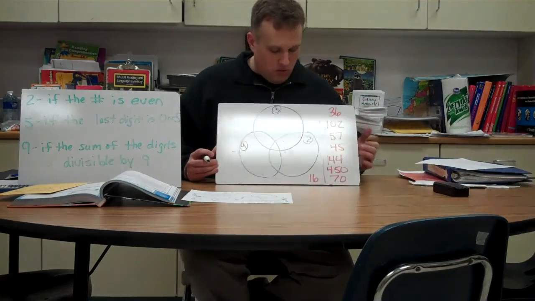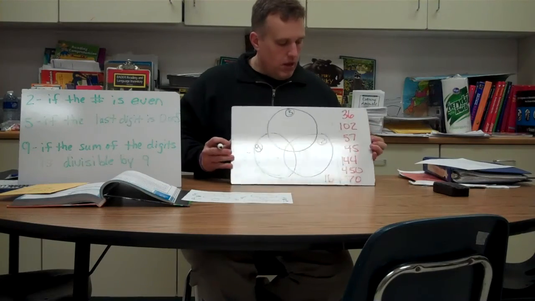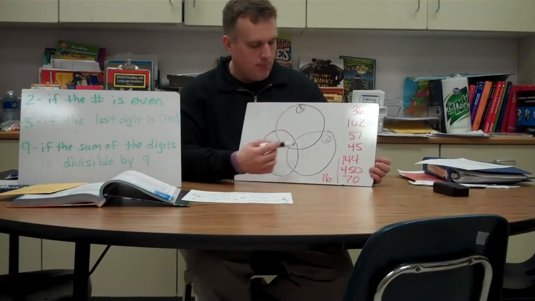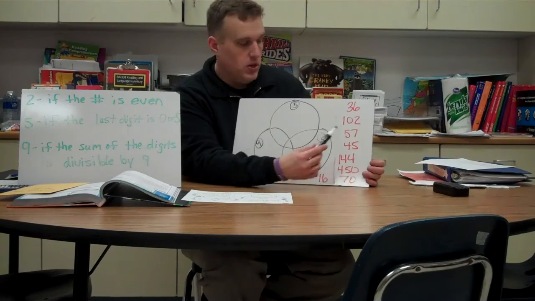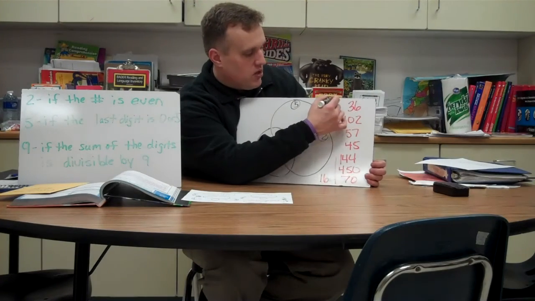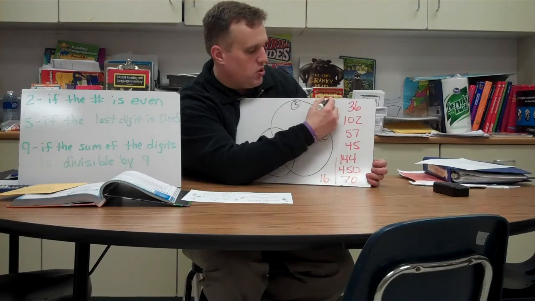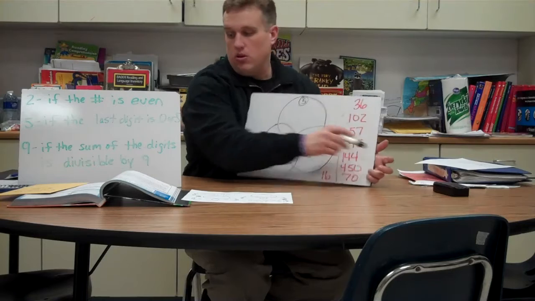So we'll start with 2. The first thing I'm going to look at: I know if it ends with a 0, 2, 4, 6, or 8, it's going to be divisible by 2. In this case it ends in 6, so I know it is divisible by 2. So just off to the side here, I'm going to put 2. Find a marker that works.